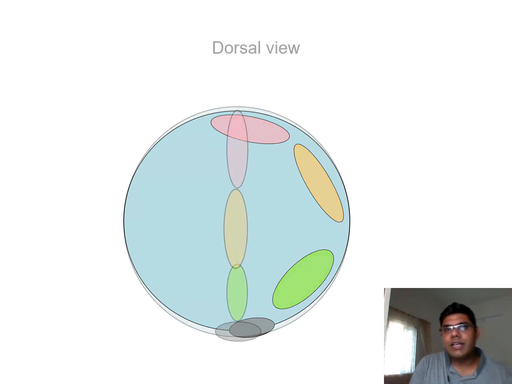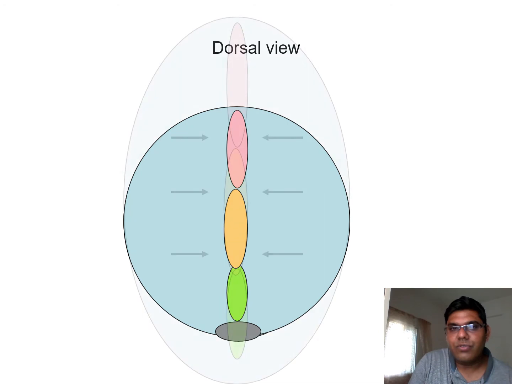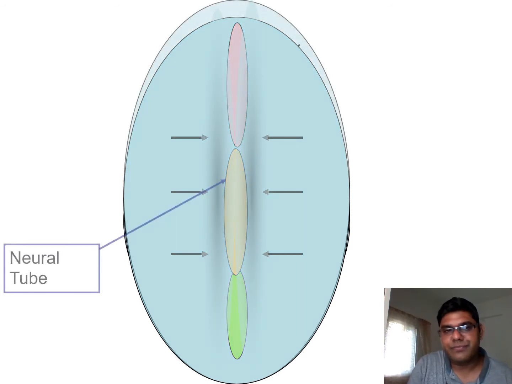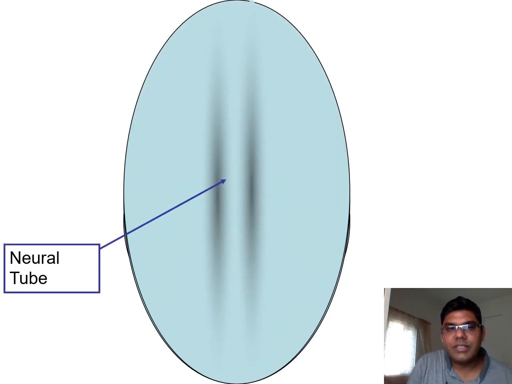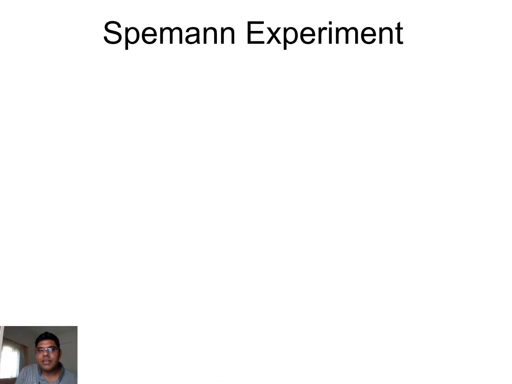So these cells start to align in a specific manner, in a dorsal view you can see here, and there is a certain alignment which is followed, based on which the cell or organ starts to develop in a specific place. Further, there is a neural tube which starts to form, and this is how it looks like.